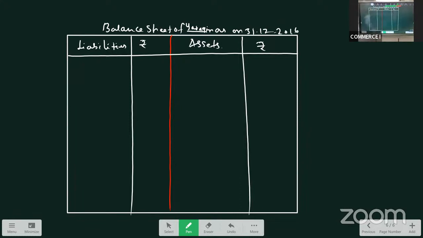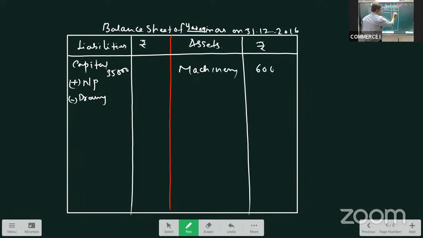Okay. Now, what are the items? Capital. Capital will appear on the liability side. Amount is 35,000. I am writing in the inner column. Sir, why are you writing in the inner column? Because we have two adjustments here. One is net profit. The other one is drawings. We have to give adjustment to that effect. Then machinery is an asset. Take it on the asset side. Machinery, what is the value given? 60,000. Creditors. Creditors are a liability.